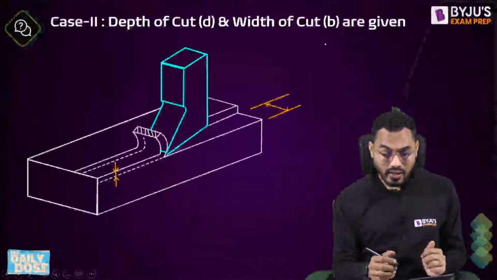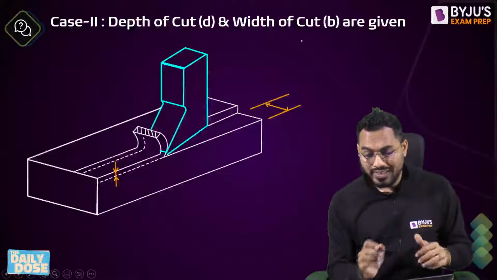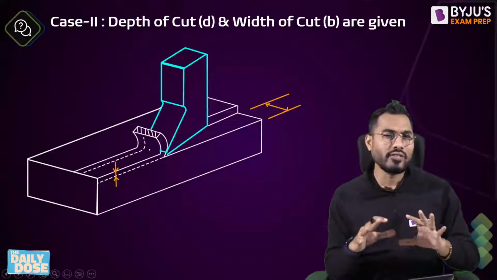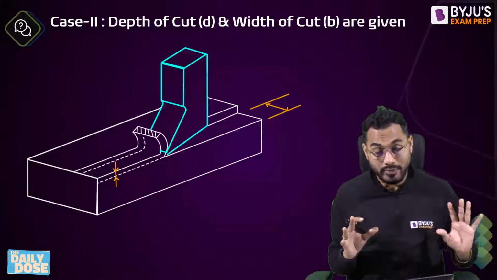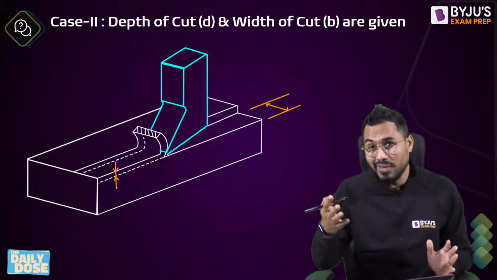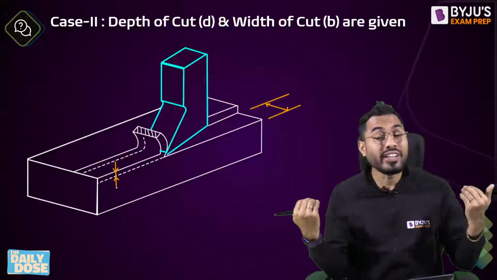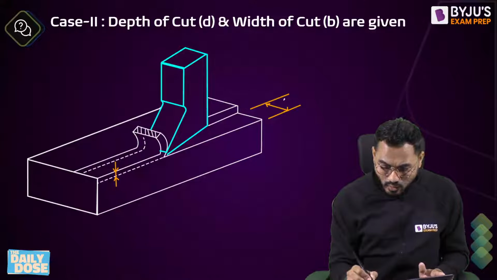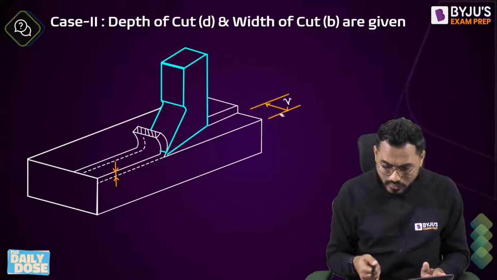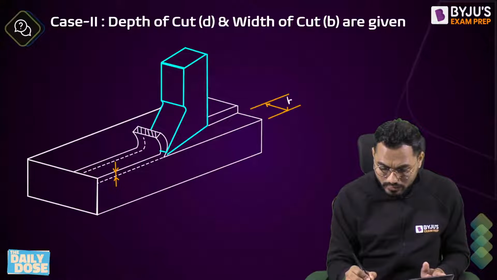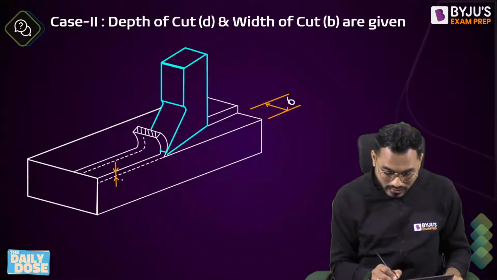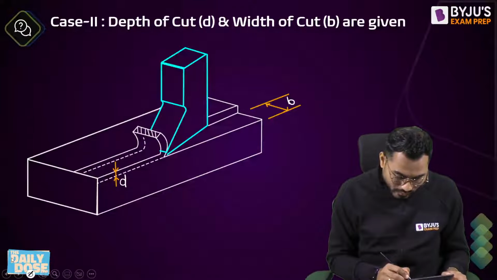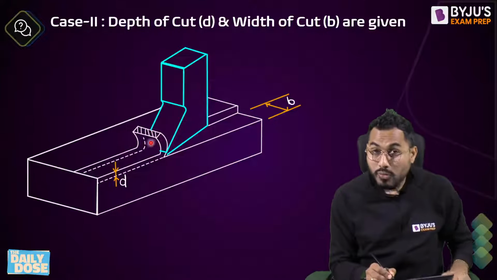Now the next case in the GATE examination: suppose depth of cut is given and width of cut is given. One hypothetical figure is drawn for understanding; you can consider it as a shaping or planing operation to get a feel for how these dimensions are considered. Here this is the width of the cut B, and this is the depth of cut. Now the chip is coming out, and whenever the chip comes out, it will have certain dimensions.